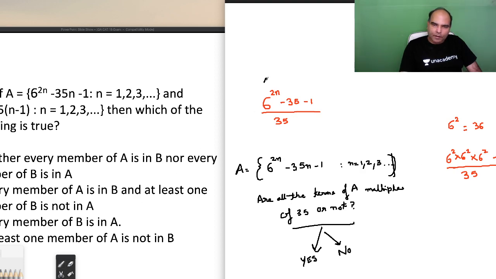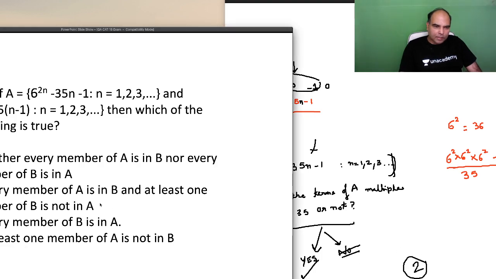To iska remainder hamesha 1 rahega. Minus 35n divided by 35 will always give me a remainder 0. And minus 1 divided by 35 is always going to give me a remainder of minus 1. So whatever I do, my numerator is always going to give me a remainder of 0. And hence, all the numbers in this expression would be multiples of 35, yes. All the terms of A will be multiples of 35. And hence the correct answer will be 2, because the condition here is every member of A is in B and at least one member of B is not in A. So option 2 is the right answer over there.